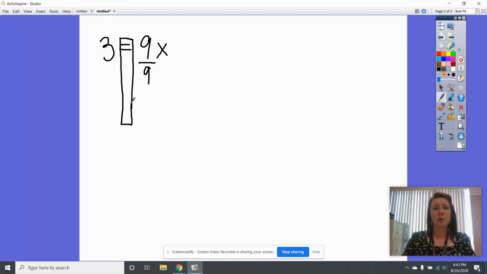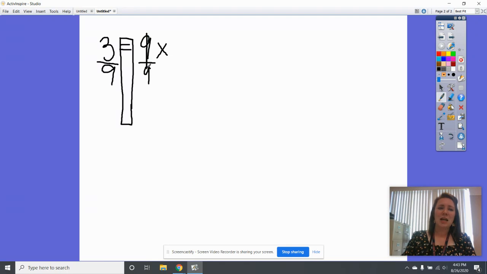I personally always draw a wall over my equal sign, so I remember whatever I do on one side of my wall, I have to do on the other side of my wall also. So I divided by 9 on this side of the wall, so I have to divide by 9 on the other side of the wall.